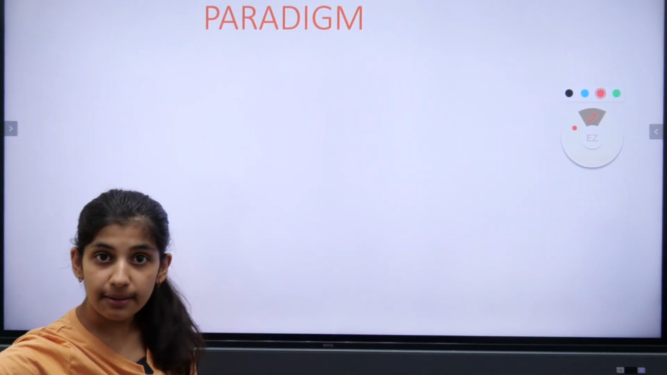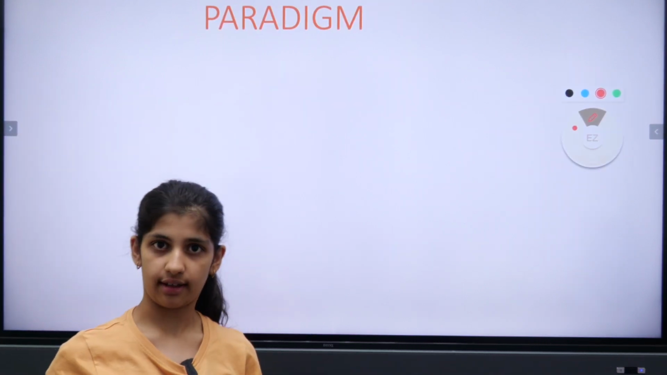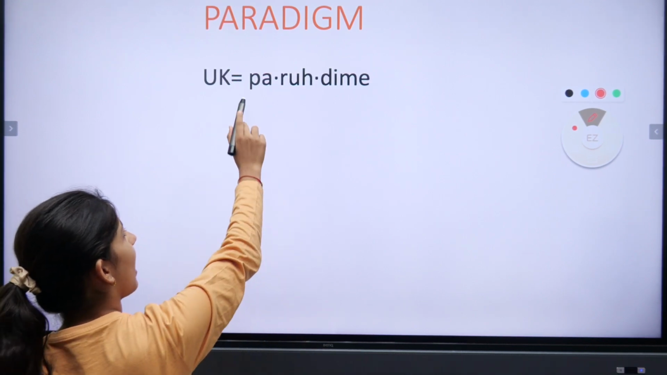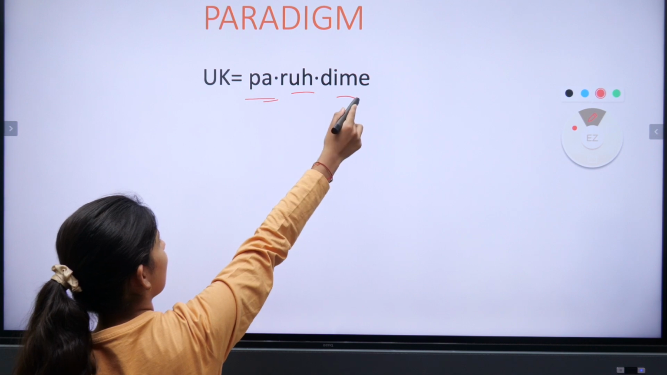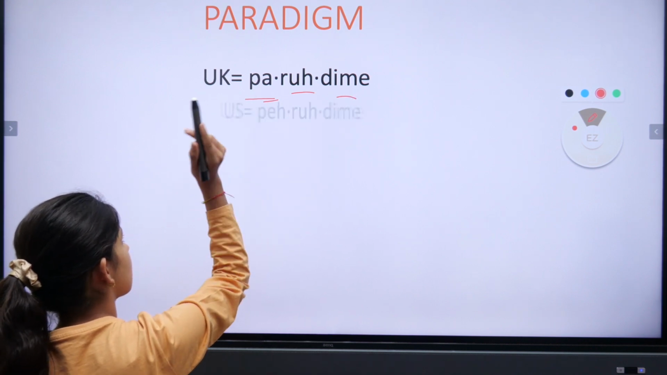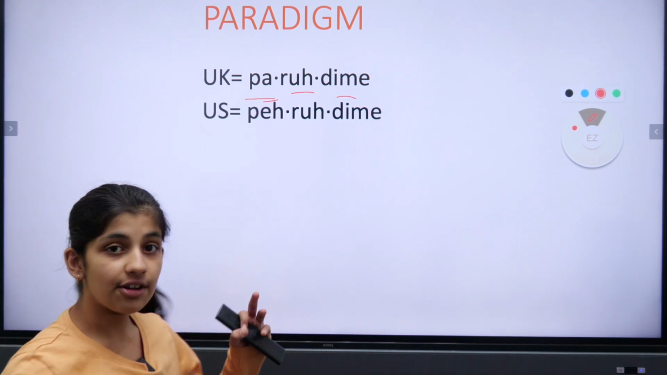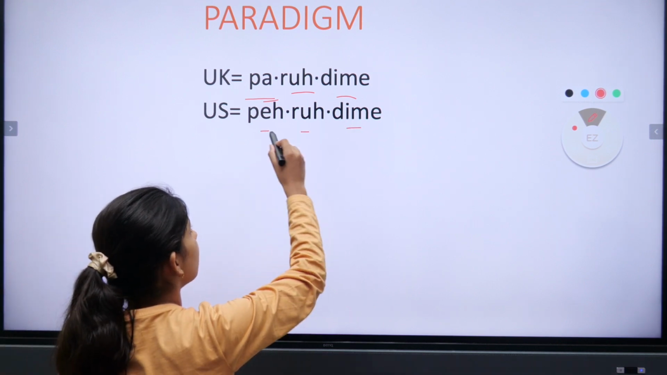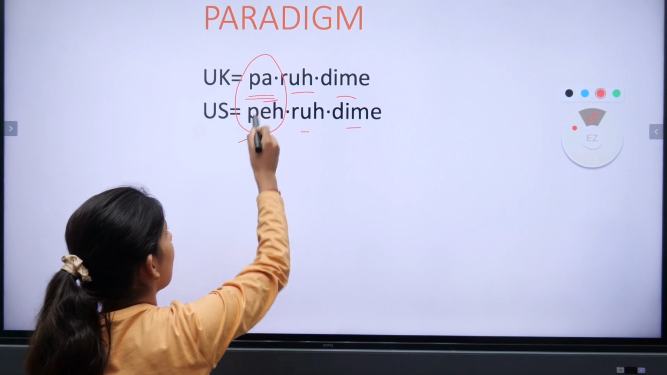Paradigm. Am I right? Paradigm? No, I'm not right. The correct pronunciation is paradigm. Paradigm. And in US, which is nothing but American English, we pronounce it as paradigm. The only difference is over here, pa and pa.